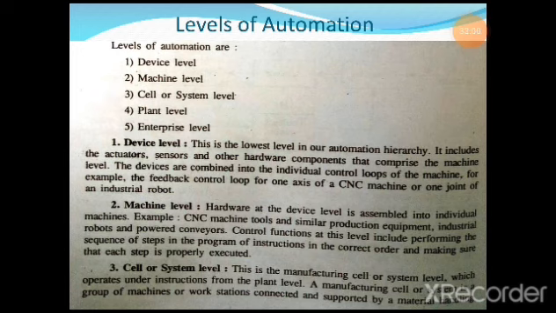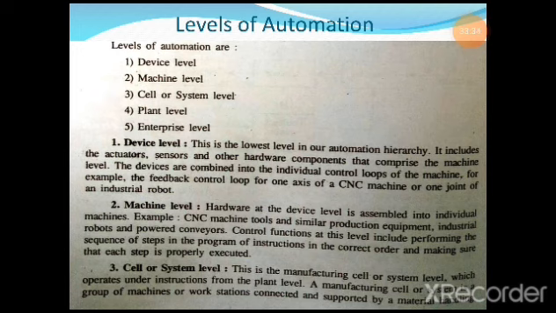In any industrial operation, if automation technology is used in any process, in any production plant, then they have to adopt the following five levels of automation, as you can see on the screen. The first is the device level. The second is the machine level. The third is the cell or system level. The fourth is the plant level, and the fifth is the enterprise level.